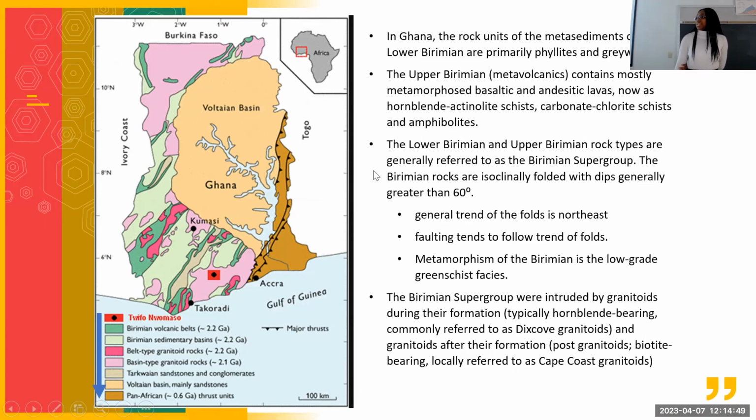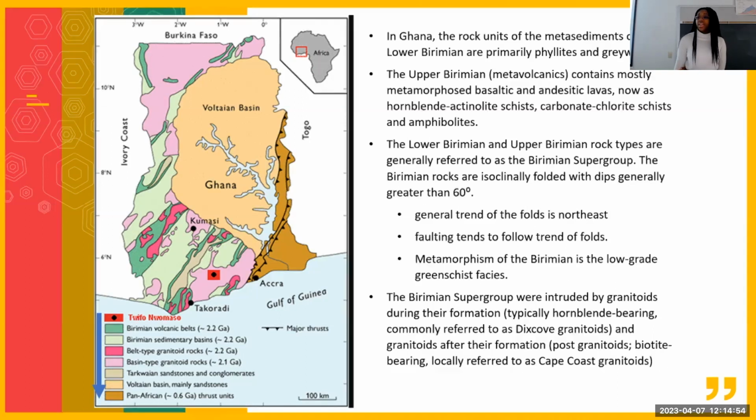The rock units of the metasediments of the Lower Birimian are primarily phyllites and greywackes, in other words, dirty sandstone. The Upper Birimian, these are our metavolcanics, contain mostly metamorphosed basaltic and andesitic lava. Now they exist as hornblende actinolite schist, carbonate chlorite schists, and amphibolites. So you'll find those mostly in these dark green splotches on the map. The Lower Birimian and Upper Birimian rock types are generally referred to as the Birimian supergroup collectively.